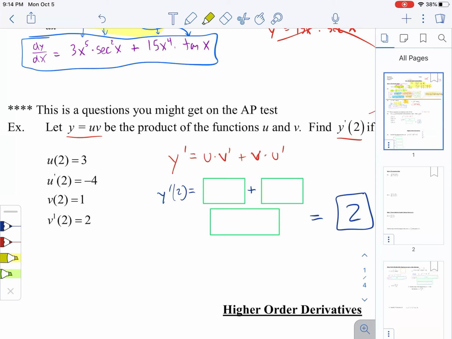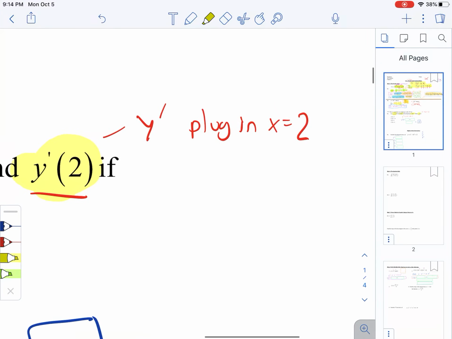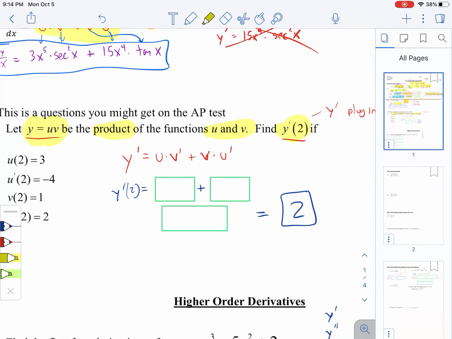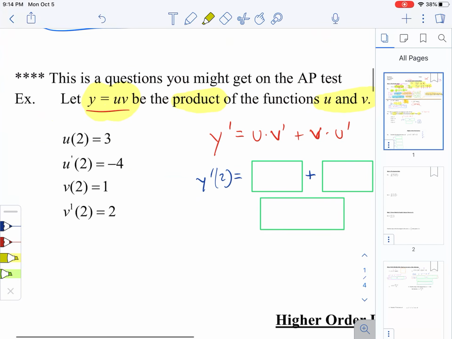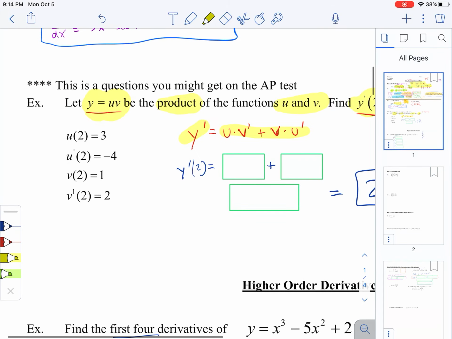So y is a function defined as two functions being multiplied, u times v. Well, okay, so define derivative, y prime of 2: just take the derivative and plug in x equals 2. You might be wondering, well, hold on, they didn't give me anything to take the derivative of. Well, in a way they did. They said y is u times v. So to take the derivative, I just need to use the product rule, which I laid out right here. y prime is u times v prime plus v times u prime. And then just drop in the information. Plug in 2.